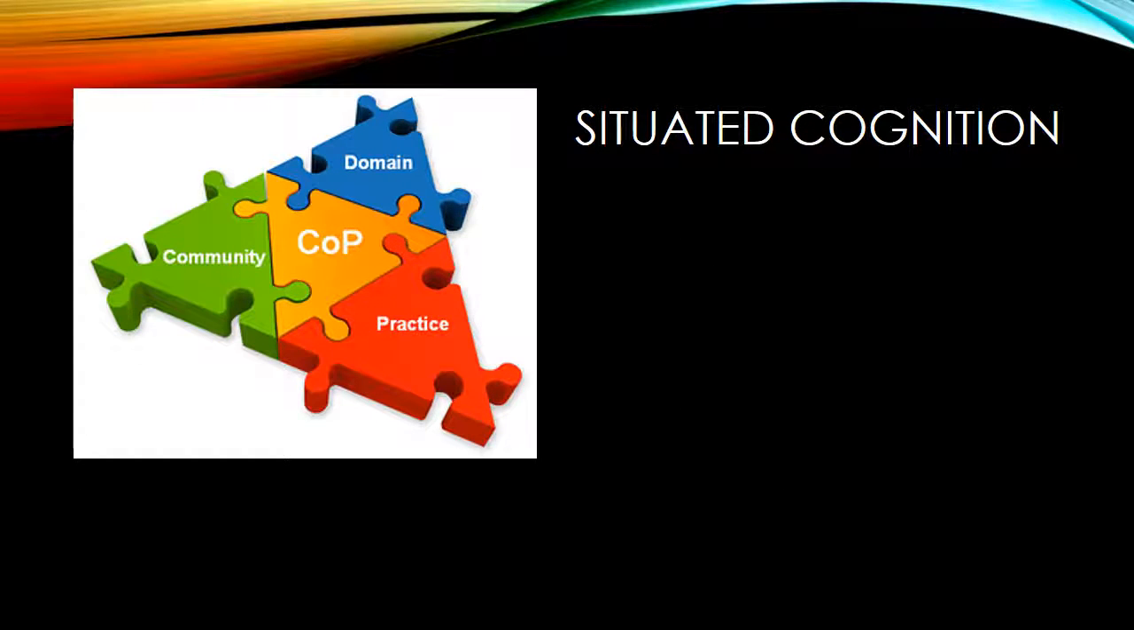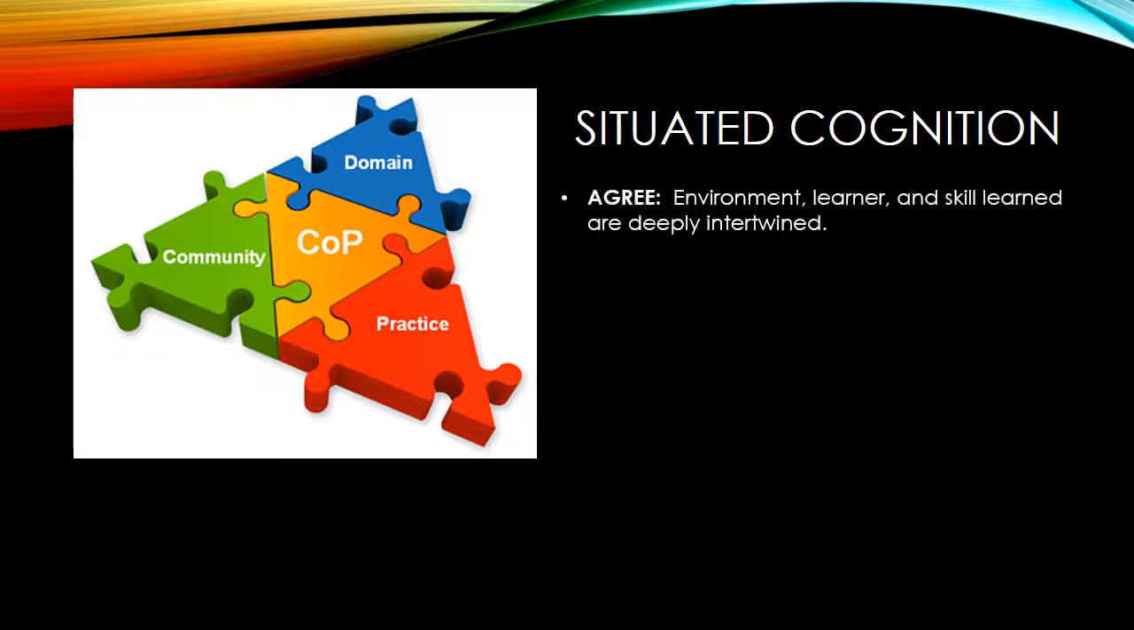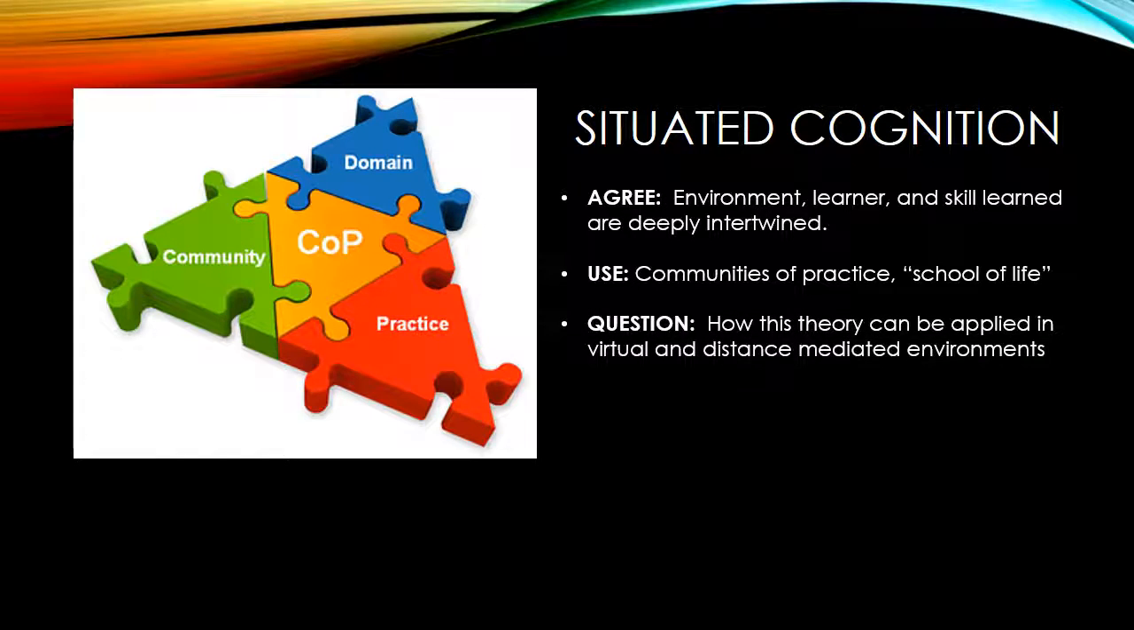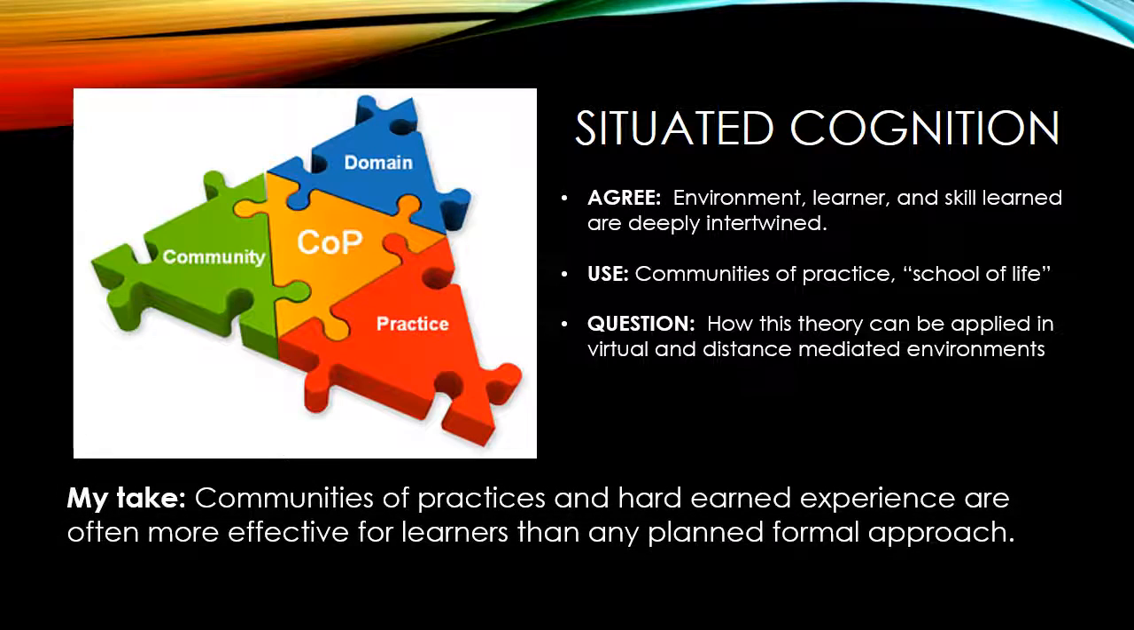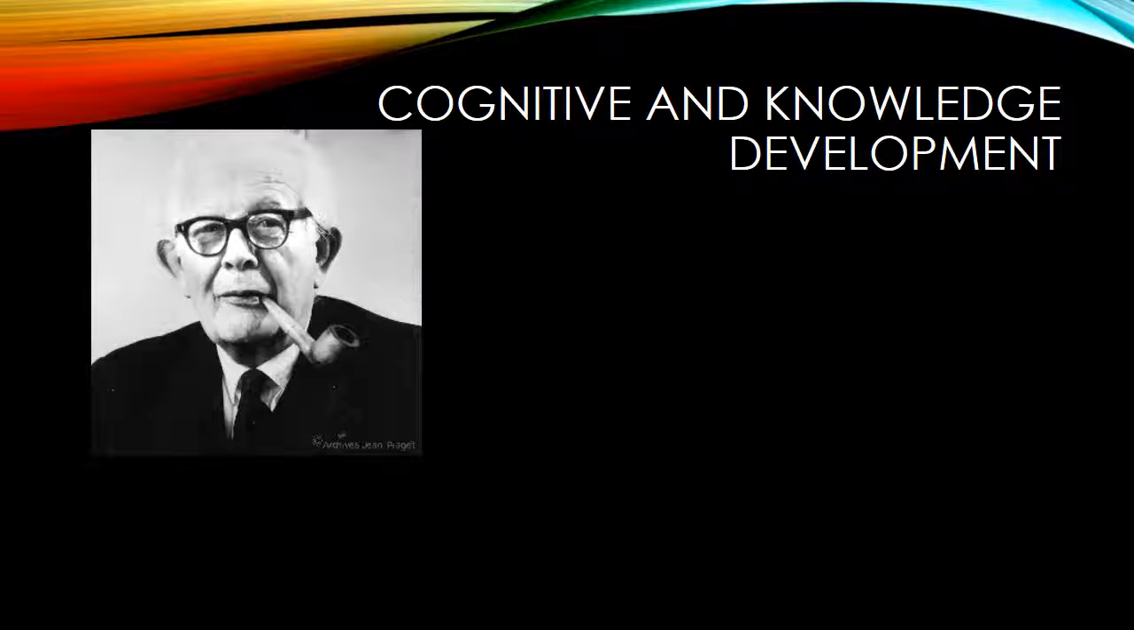Okay, situated cognition. I really think that the environment, the learner, and the skill learned are deeply intertwined. I think communities of practice are a great takeaway from situated cognition. And of course, the idea of the school of hard knocks, the school of life. Now, how this theory can be applied in virtual and distance-mediated environments is still yet to be fully figured out, and so that's a question for me. I think my take here is that communities of practice and hard-earned experience are often more effective for learners than any planned formal approach, and that's a great thing to take away from situated cognition.